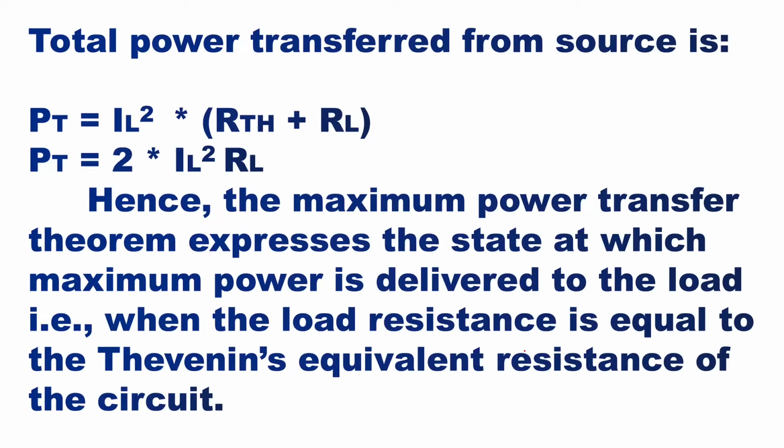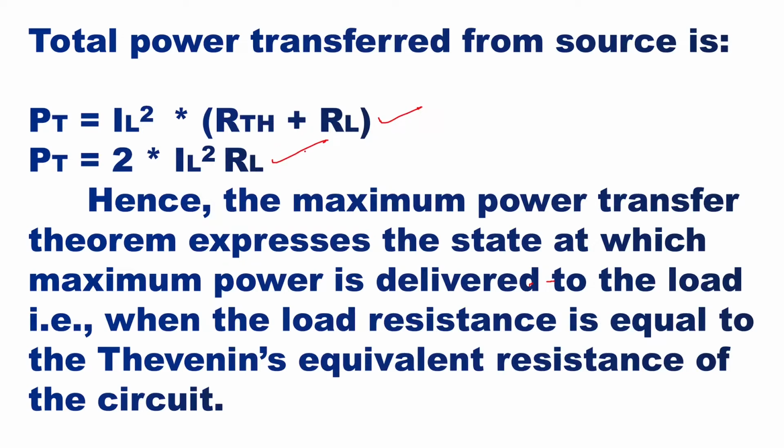So here you can see total power transfer from the source is PT equal to I square and the combined R, as shown in the first statement here. So here you can see I square into combined R, that is nothing but 2 into I square RL.